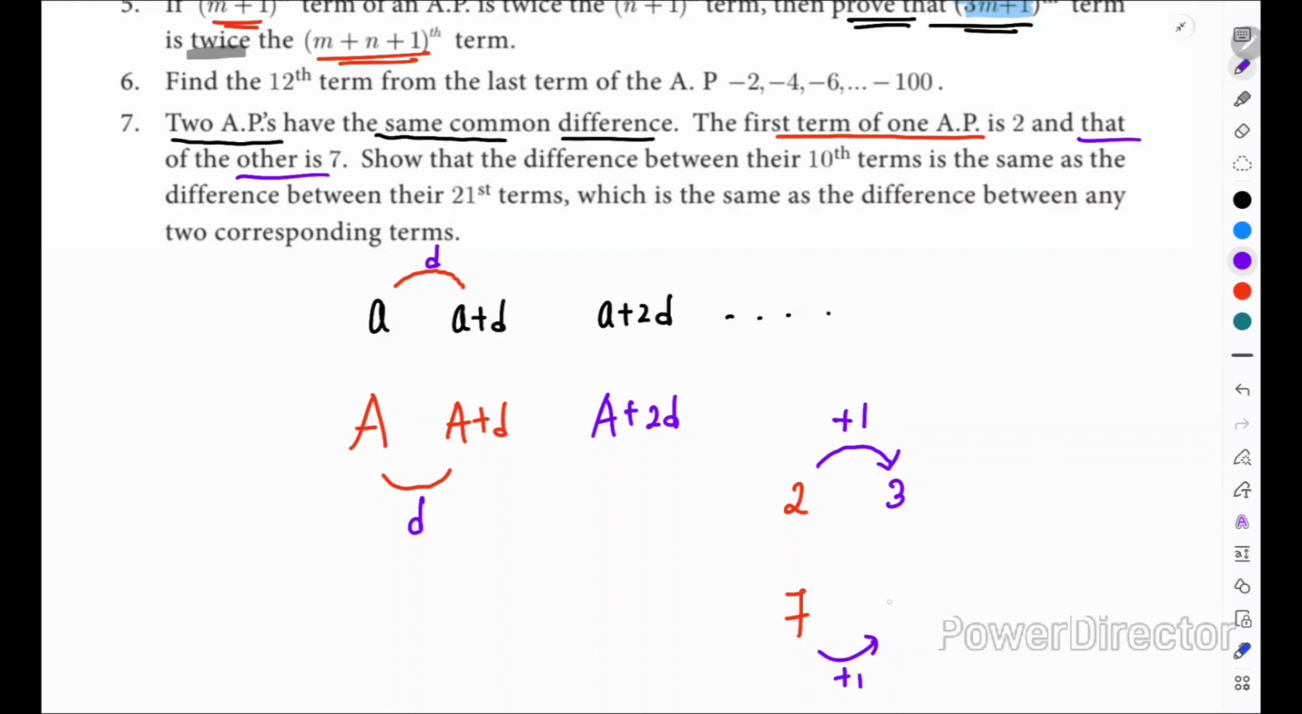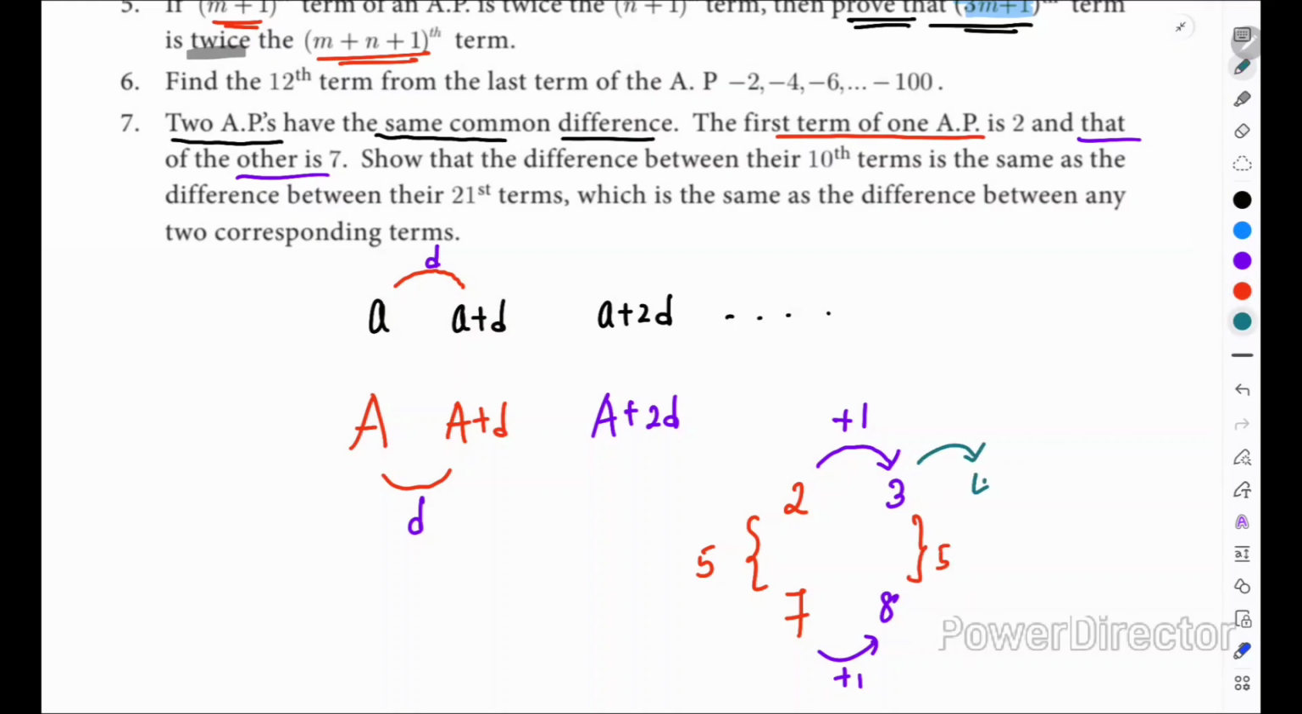So say 3 here, so here 8. You can see what is the common difference. The common difference is 1, right? So I'm using the same common difference. Now what is the difference between these two terms? 5. And between the next two? 5. Okay, let me take the next two terms.